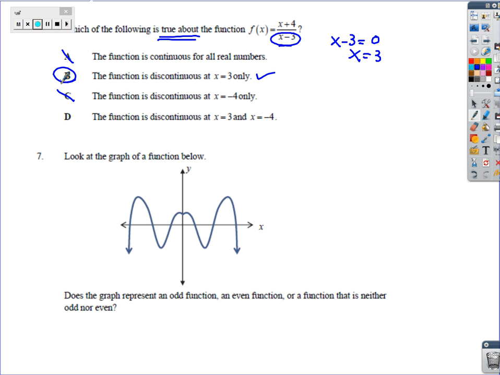Number 7, remember that even functions are functions that are symmetric with respect to the y-axis. And when you're looking at this, you can see that it is a mirror image. If I fold this over the y-axis, it will match. So this is an even function.